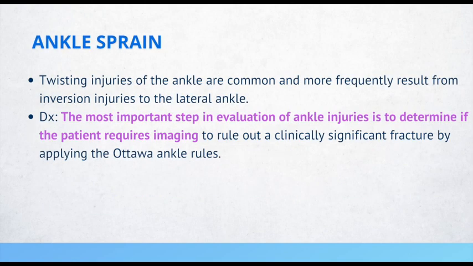Ankle sprain. Twisted injuries of the ankle are common and more frequently result from inversion injuries to the lateral ankle. To diagnose an ankle sprain, the most important step in evaluation of ankle injuries is to determine if the patient requires imaging, to rule out a clinically significant fracture, by applying the Ottawa ankle rules.